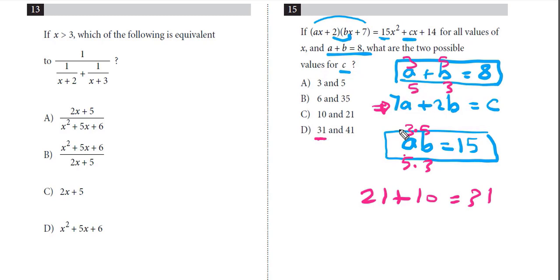And the next: 5 times 7 will be 35, plus 3 times 2 will be 6, which is 41. Then the last answer is correct.